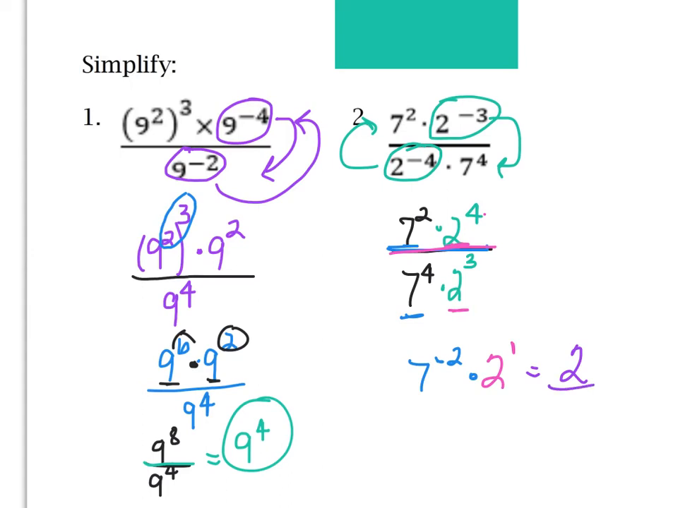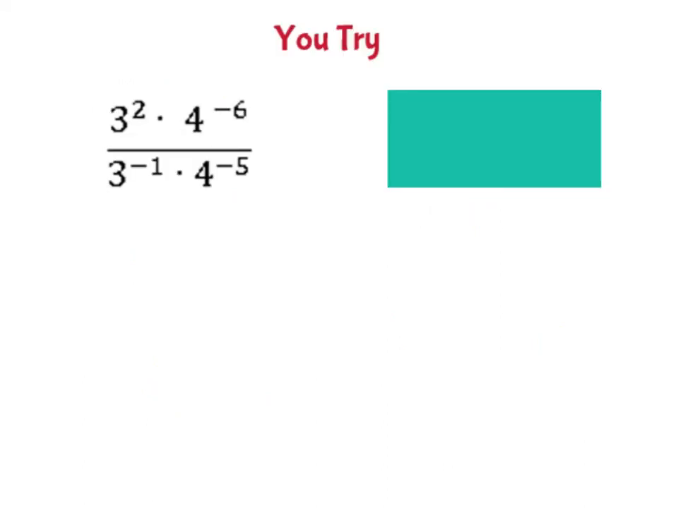Over, I need to move this into the denominator to make it positive. So 2 over 7 to the 2nd power is our final answer. Take a moment, write this one down, and try this on your own. So pause in order to have time to do this.